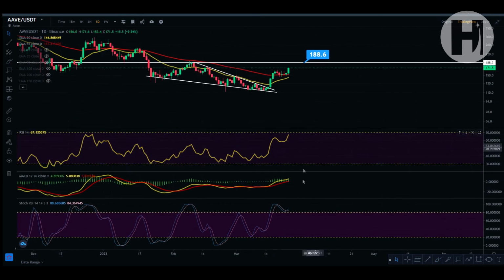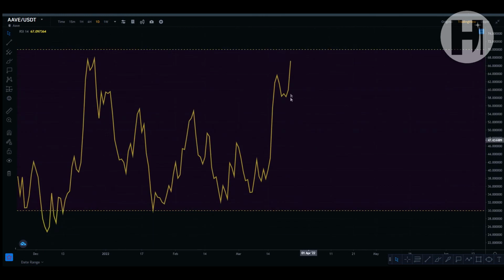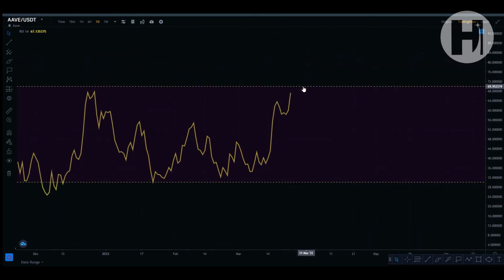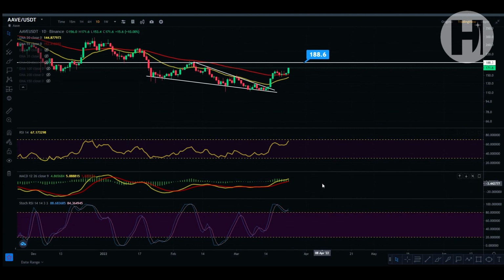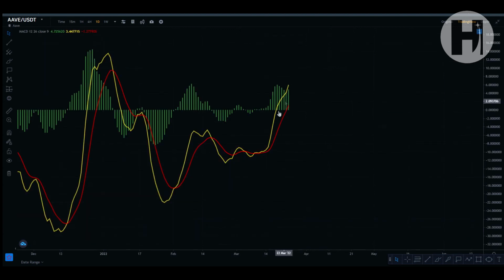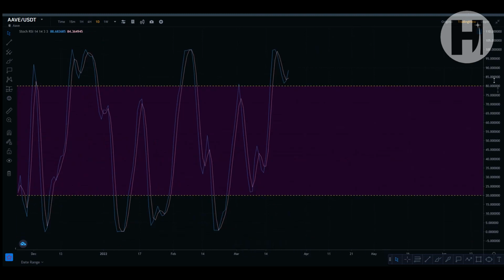Now, jumping into the daily RSI here, you can see that you're almost getting to the overbought zone. Once you start getting above the index of 70, that is the danger zone. That is saying that you are currently overbought and the price will likely pull back a little at least. The MACD is getting overextended a bit. We're getting above the histogram. Aave is very bullish at the minute.